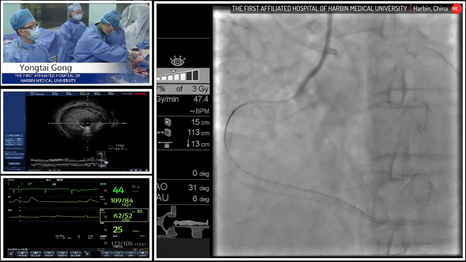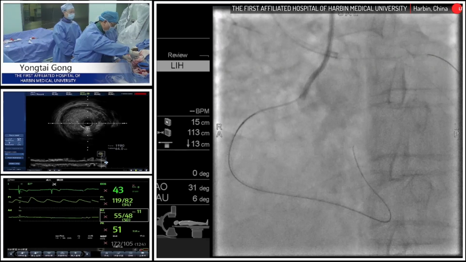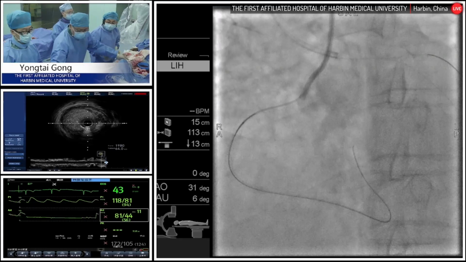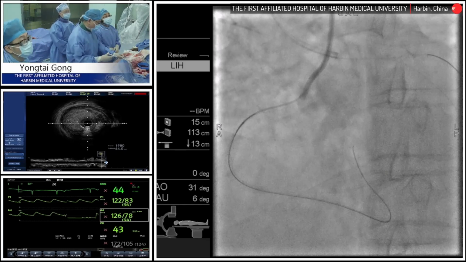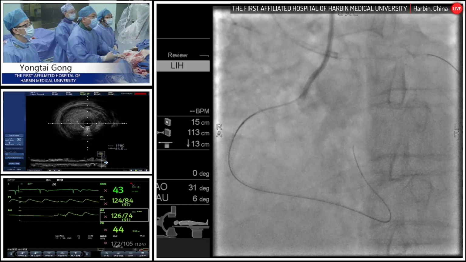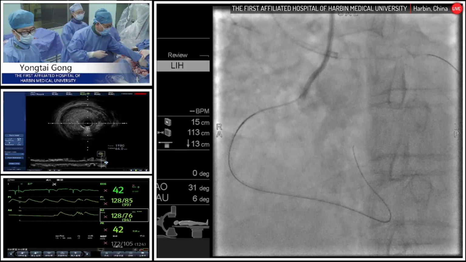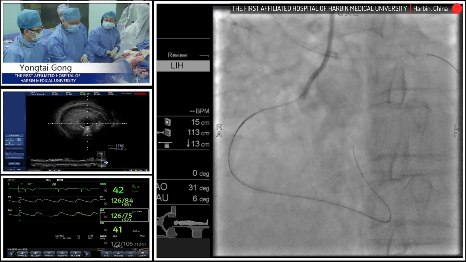So here are some indications for medication usage during the procedure, for vasodilators. We have nitroprusside, which is most often used, and also nitroglycerin and verapamil. Another medication is atropine, 1 milligram IV.